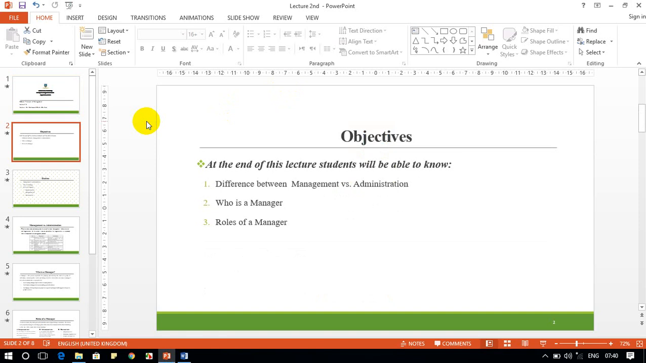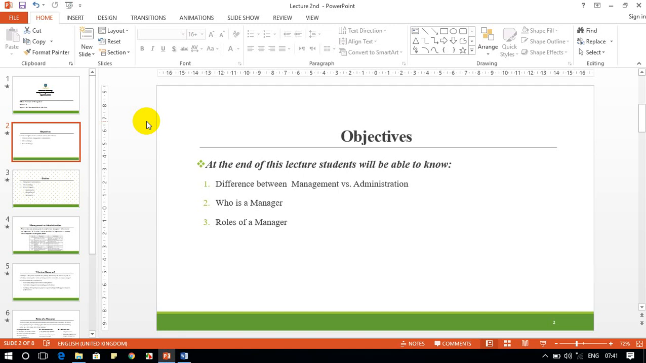So the first thing we discussed in the last session, to go back to our last lectures, was management, the scope of management, and then the characteristics of management. So what are the different characteristics it has, and what are the main three scopes of management we have.